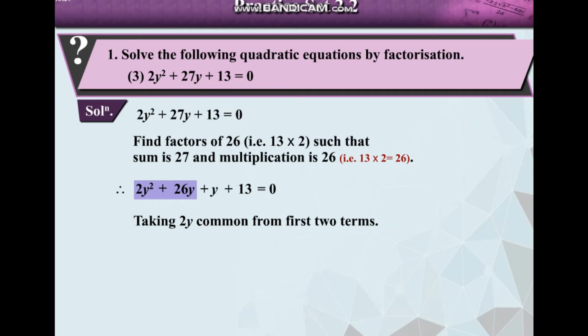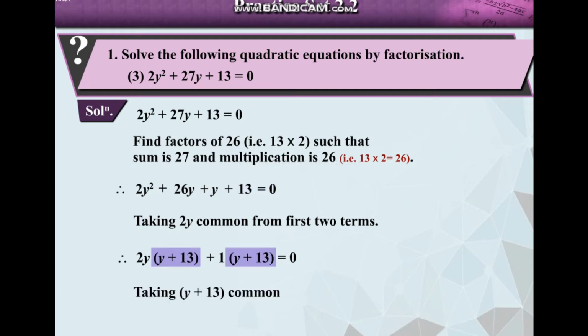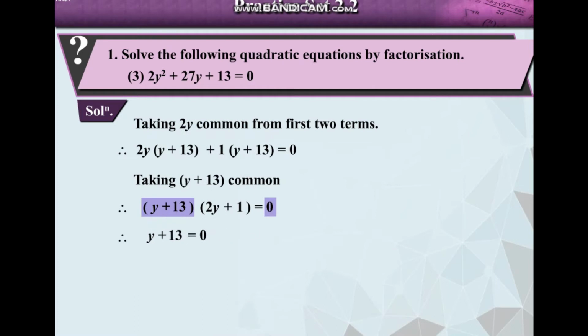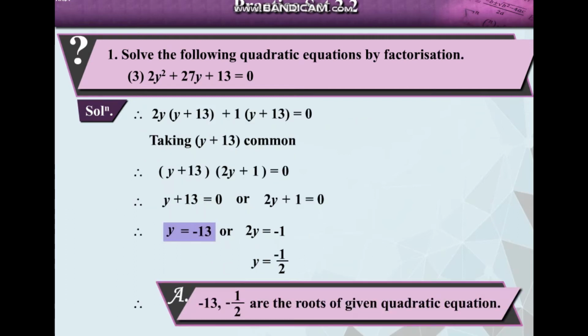Taking 2y common from the first two terms, therefore, 2y multiplied by (y plus 13) plus 1 multiplied by (y plus 13) is equal to 0. Taking (y plus 13) common, therefore, (y plus 13) multiplied by (2y plus 1) is equal to 0. Therefore, y plus 13 is equal to 0, or 2y plus 1 is equal to 0. Therefore, y is equal to minus 13, or 2y is equal to minus 1. Therefore, y is equal to minus 1 upon 2. Therefore, minus 13 and minus 1 upon 2 are the roots of the given quadratic equation.